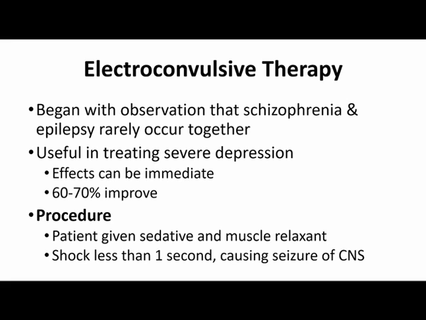The existence of electroconvulsive therapy began when individuals started observing that schizophrenia and epilepsy rarely occur together. If an individual has epilepsy, it is very unlikely for them to also have schizophrenia, and vice versa. So the idea was that maybe seizures are in some way preventing schizophrenic behavior. And so their conclusion was that we must start treating schizophrenia by inducing seizures.